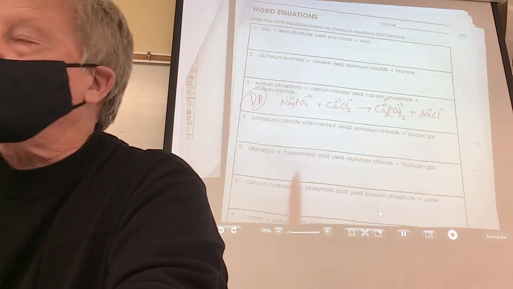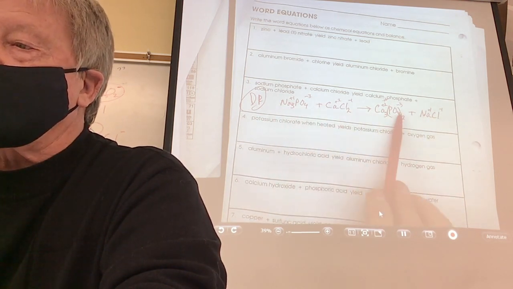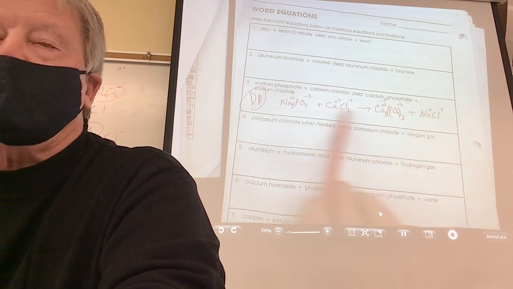We have it now. So let's go ahead and balance this now. Scan through here, and notice that there are 2 phosphates here, and only 1 here.